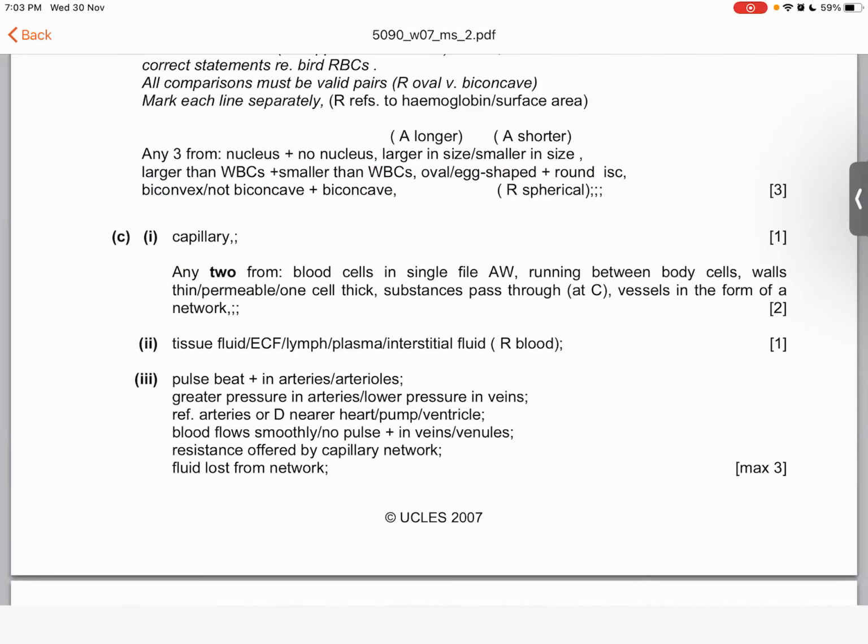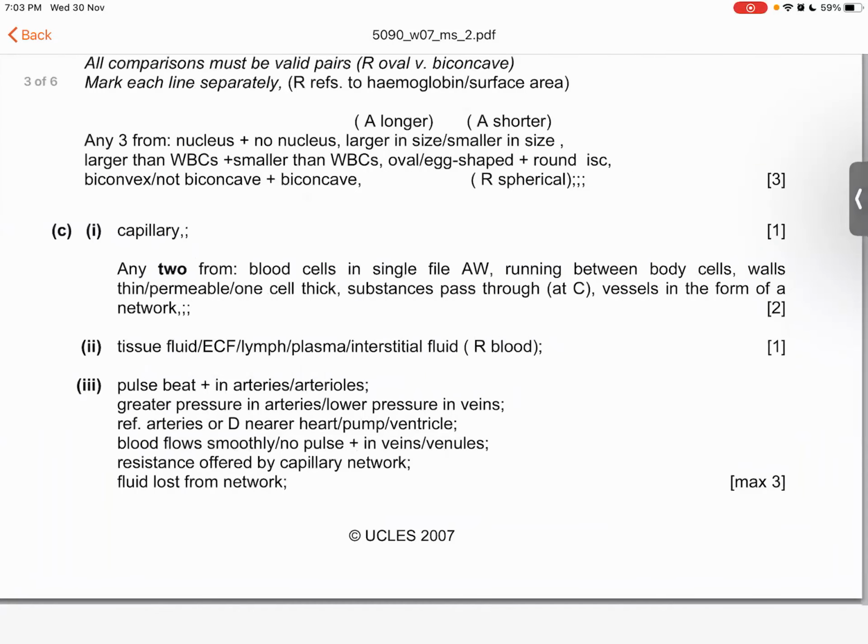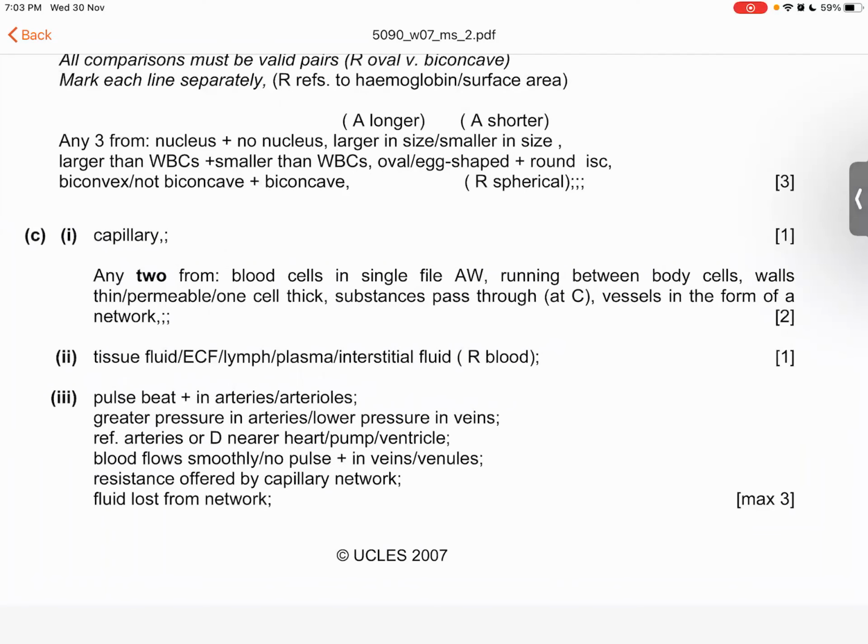Okay. So look, if you remember the question, the answer is capillary. And they were asking you what are the reasons to see. What was written as the reason? Why is it a capillary? The blood cells are moving in a single file. समझ आई?